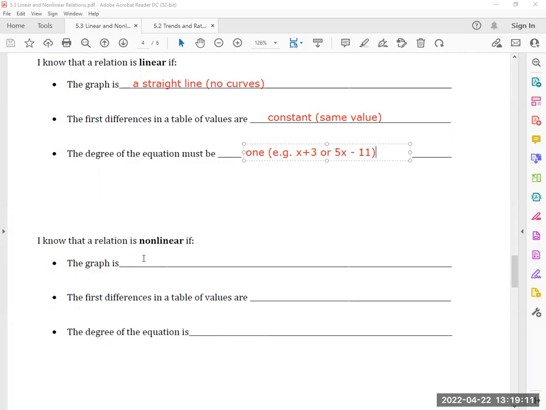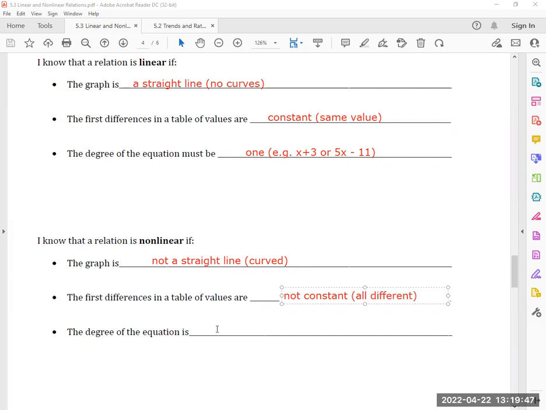If it's nonlinear, someone else want to give it a shot? Patrick, you with me? Nonlinear. How do you know if a graph is nonlinear? Not a straight line. Okay, so curve. First difference is? Someone else? Warren, you with me? Yeah. Not equal. They are not constant, right? Okay. Or even if one is different, it still doesn't work, right?